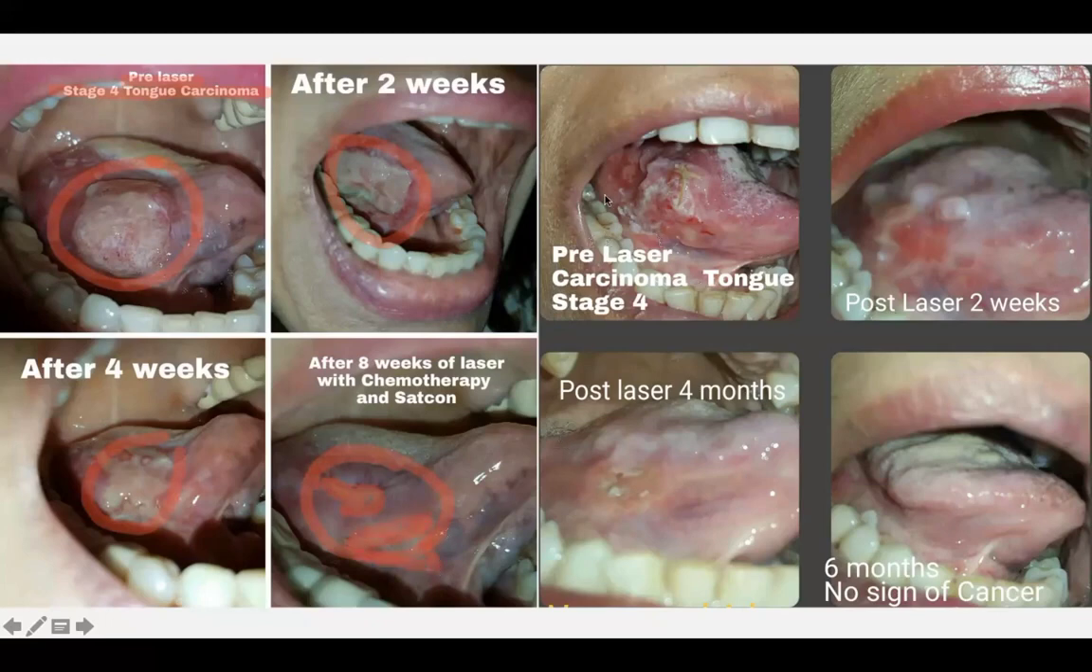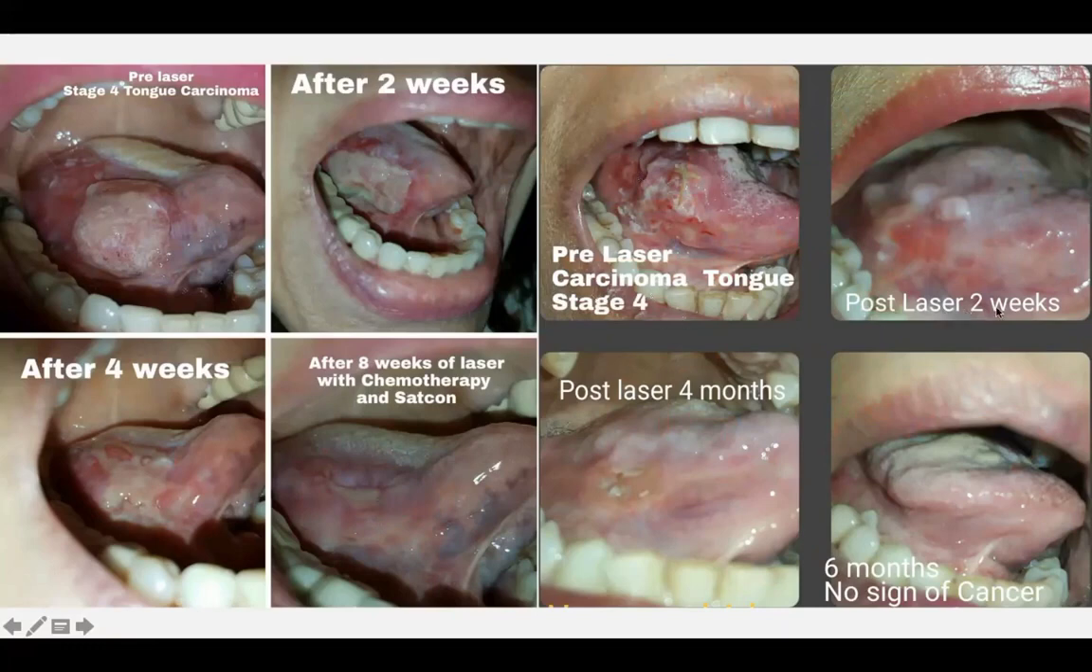Then there is another example: pre-laser carcinoma of the tongue, stage 4. Stage 4 means T4 and N0, T3 and N2, or T2 or T1 and N2 or N3. At least N2, right? Or N1 with T4, stage 4 carcinoma.